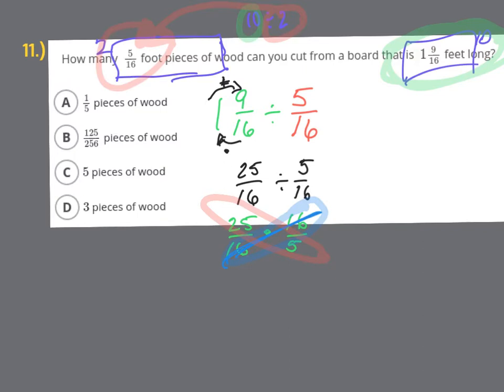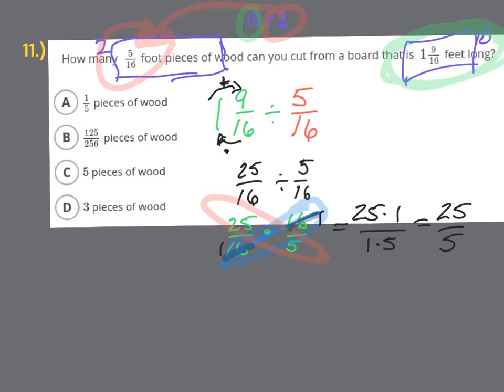But even if I don't notice that, that's all right, because I know both of these have canceled out, so this becomes a 1 and this becomes a 1. Then when I keep the top with the top and the bottom with the bottom, I get 25 times 1 over 1 times 5, giving me 25 over 5. And lastly, I reduce, because that tiny little 5 can't hold up that big, giant 25.